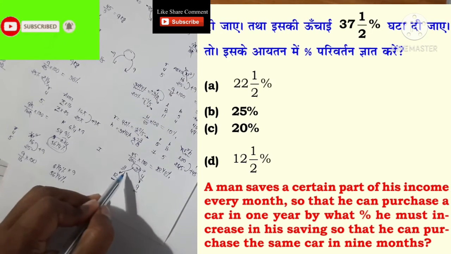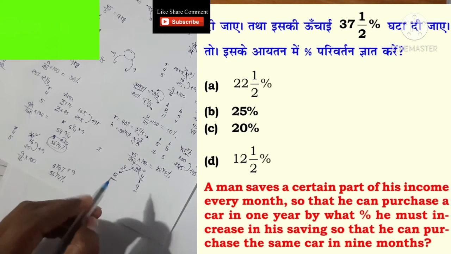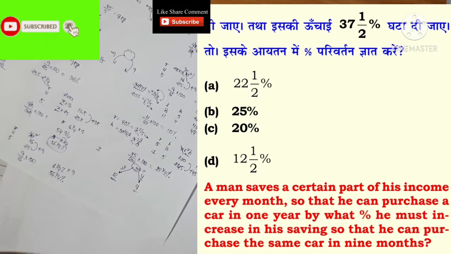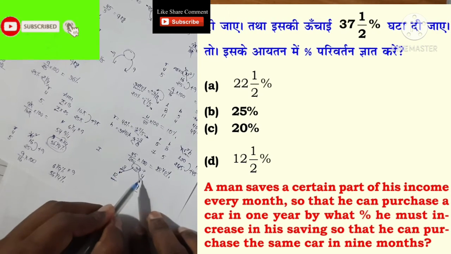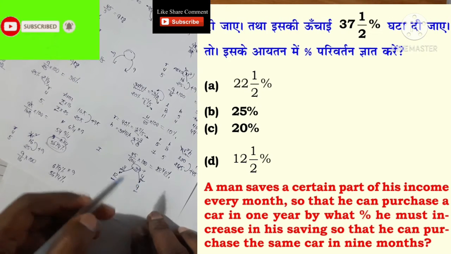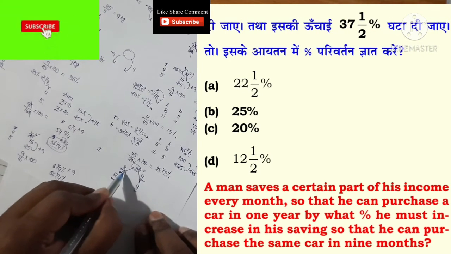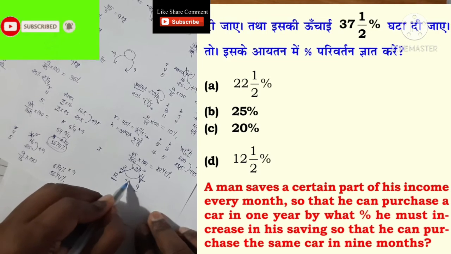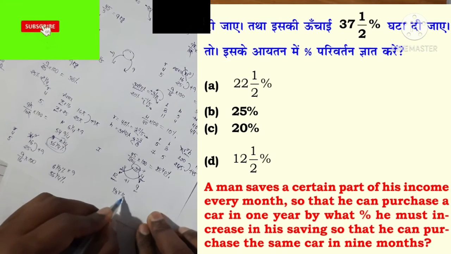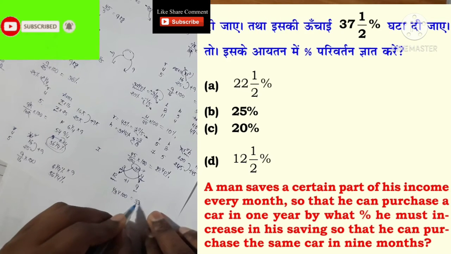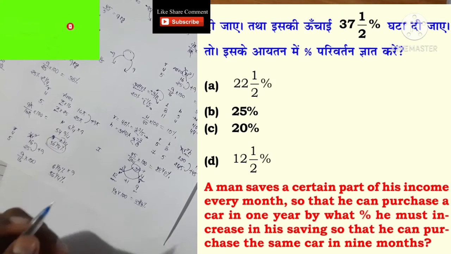So what is the percentage you have to increase? First you can save 3 rupees and now you can save 4 rupees. So the increased value is 1. So increased percentage is 1 by 3 into 100. The value is 33 1 by 3%.